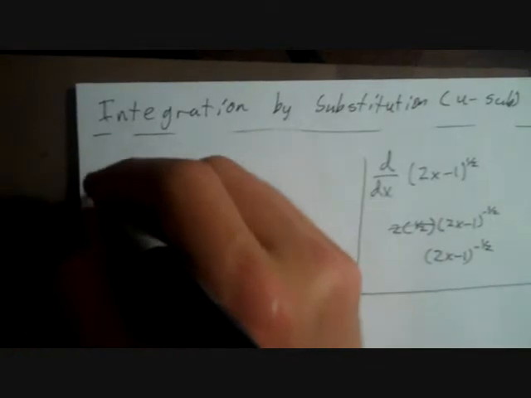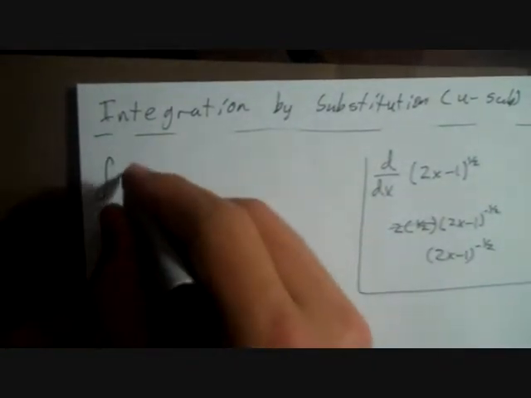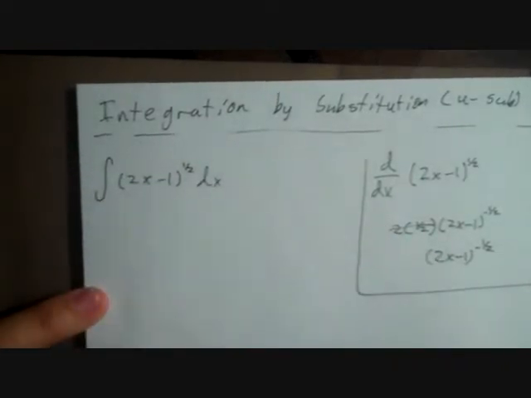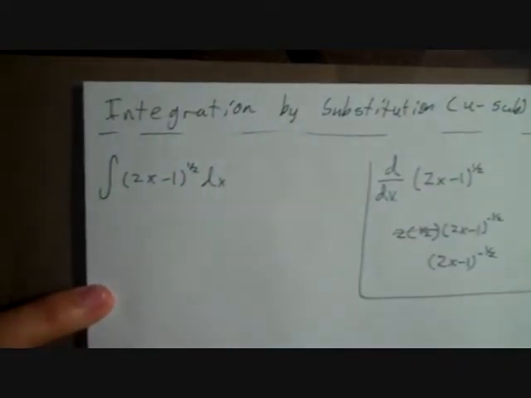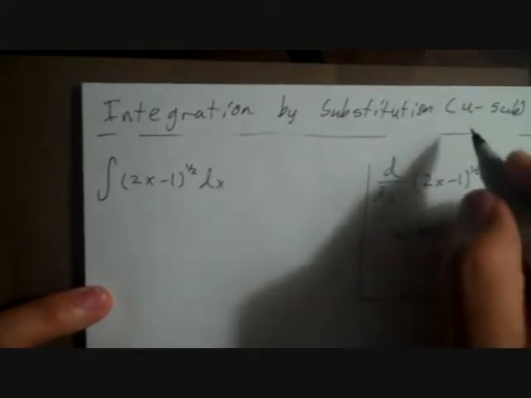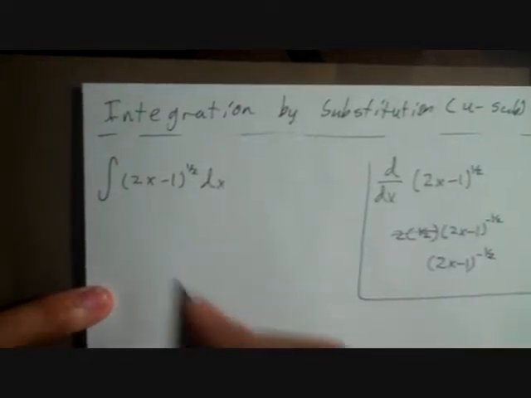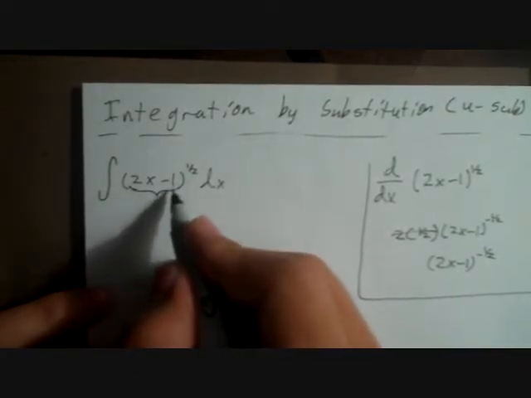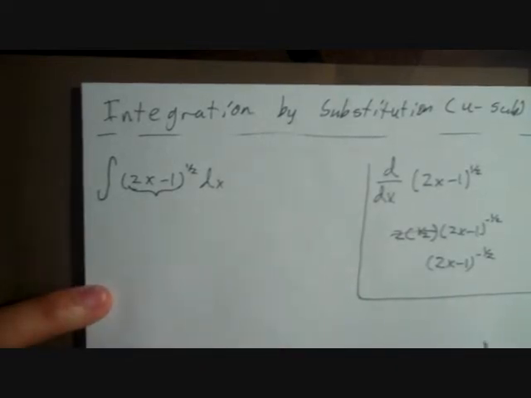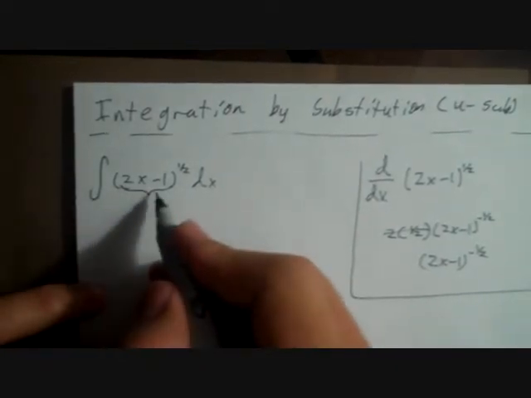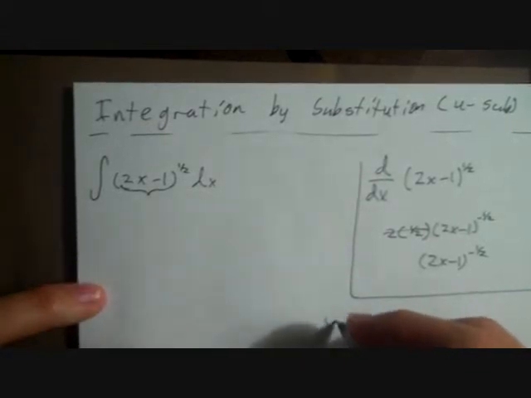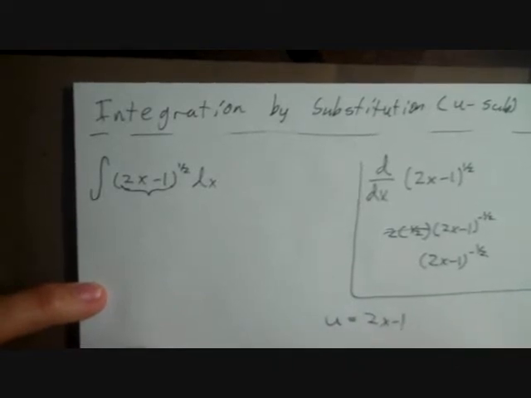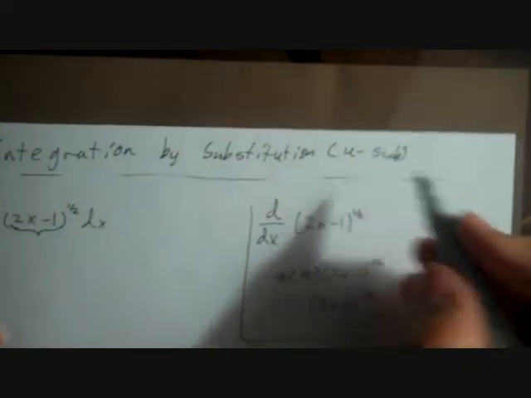Now, say we wanted to do the reverse. Say we wanted to antidifferentiate (2x minus 1) to the 1/2 with respect to x. We would have to do what's called a U-substitution. So we take some variable to equal our inner function. So we'll take some variable u to equal our inner expression, 2x minus 1. We just use u because it's traditional, hence the name U-substitution.